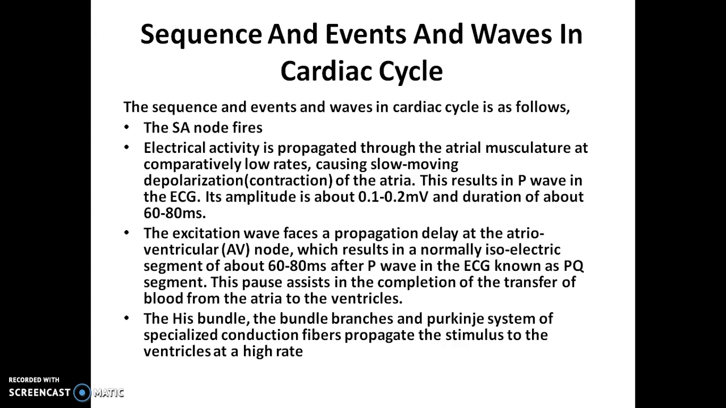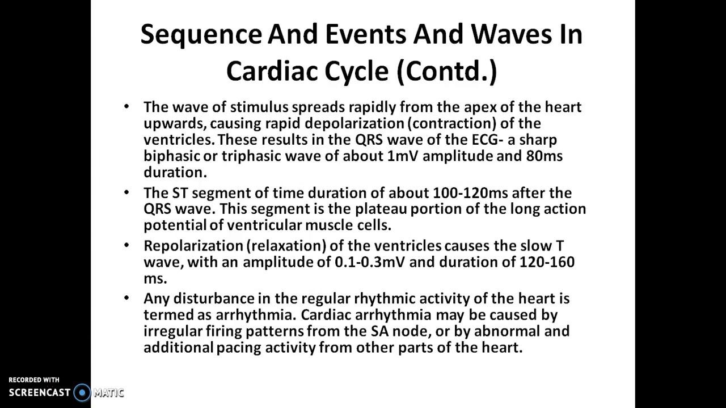Then there is the His bundle, the bundle branches and the Purkinje system present in the ventricles. They cover some portion of the ventricles, and this is called the Purkinje system, or Purkinje bundles or fibers. They carry current to the ventricles at a very high rate so that the ventricles can contract.